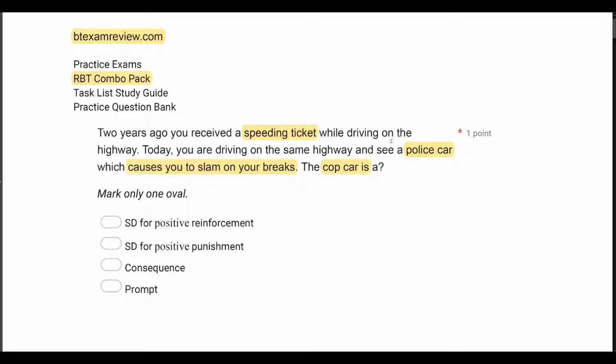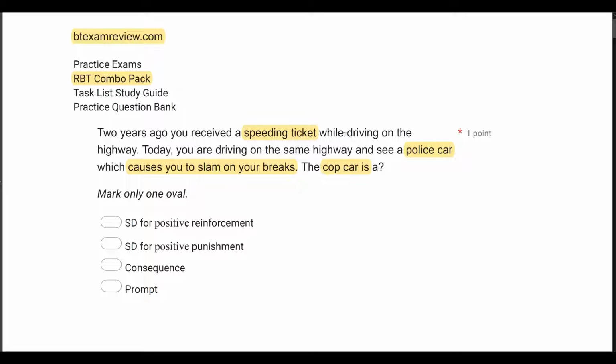So what do you do instead? Well, you slam on your brakes. And by slamming on your brakes, you've avoided the ticket, negative reinforcement. Okay. So the police car signals, well, positive punishment is available if you continue speeding. So what do you do? You slam on your brakes and you avoid it, negative reinforcement. So the cop car is a what? SD for positive reinforcement. Well, it's not an SD for positive reinforcement, right? Because the response is you slamming on your brakes, and the consequence is avoiding or escaping the ticket, which is negative reinforcement. What it's really signaling to you is there's positive punishment available.